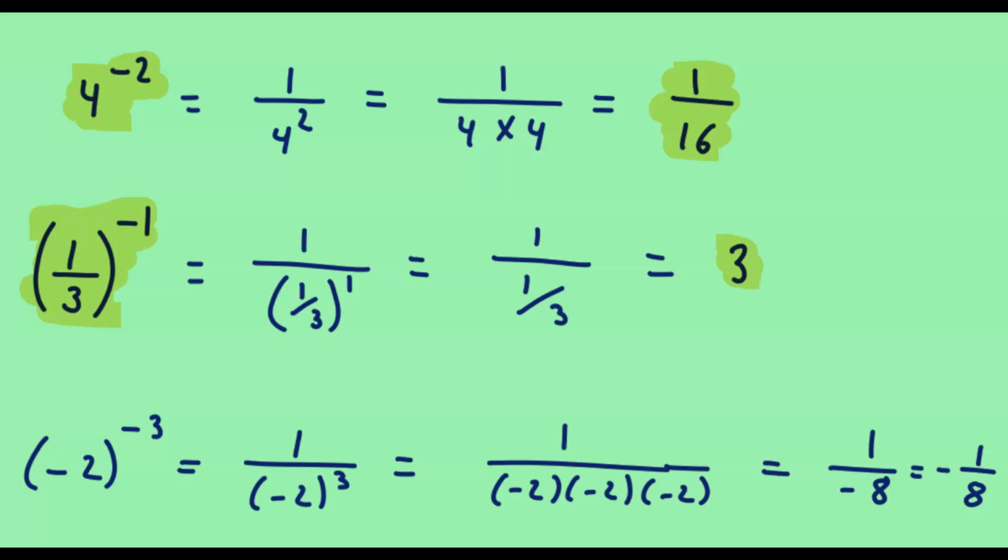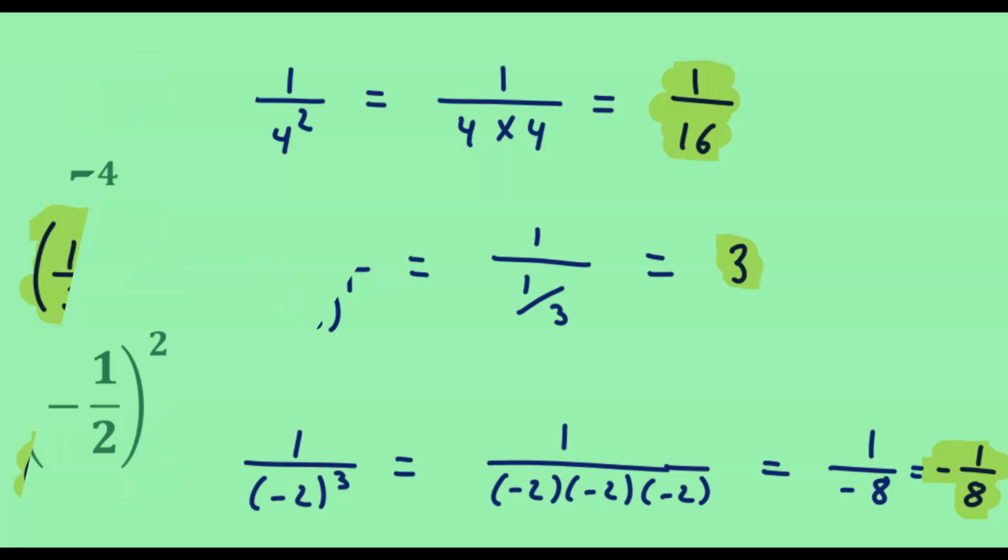However, it is possible to get a negative result. For example, over here we have negative 2 raised to the power of negative 3, and our final answer is negative 1 by 8. So that's negative. So a negative exponent can result in a positive number, or we might get a negative number, but a negative exponent will not guarantee that the result is negative.